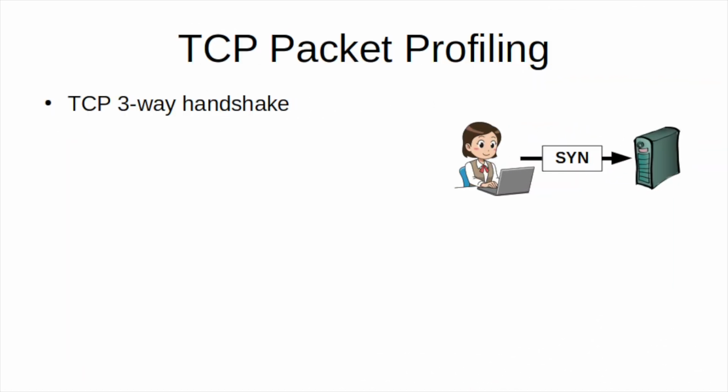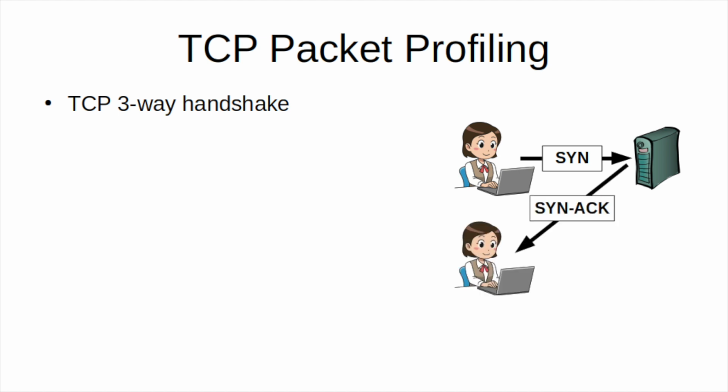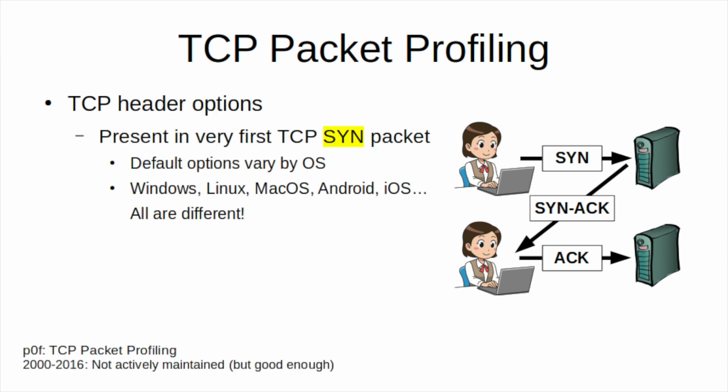I can also profile the packet's TCP header. TCP connections begin with a three-way handshake. The client sends a TCP SYN packet, the server responds with a SYN ACK, and the client confirms with an ACK. The TCP header has a set of options and flags that are set by the operating system and are present in every TCP packet, including the initial SYN packet.